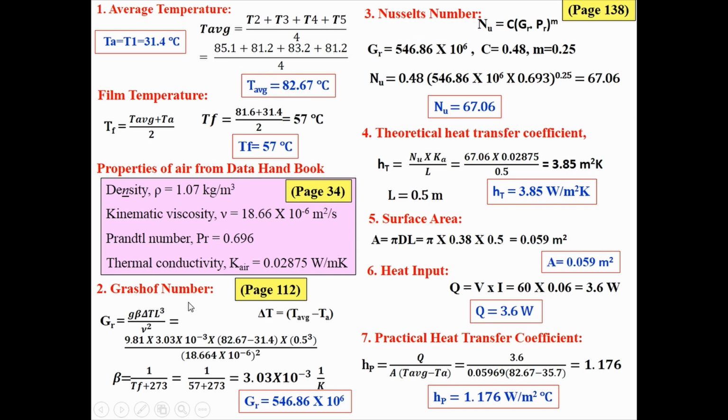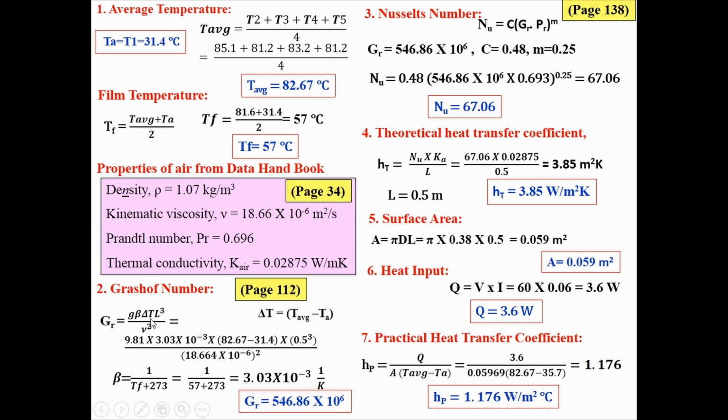Okay, after this you have to calculate the Grashof number. What is the equation for the Grashof number? Again, refer to page number 112 in your data handbook. You will get the Grashof number equation, that is G into beta into delta T L cube divided by nu square, the kinematic viscosity. Where G is 9.81, and beta is 1 divided by TF plus 273. Then you will get 3.03 into 10 to the power of minus 3 per Kelvin. So that is beta.